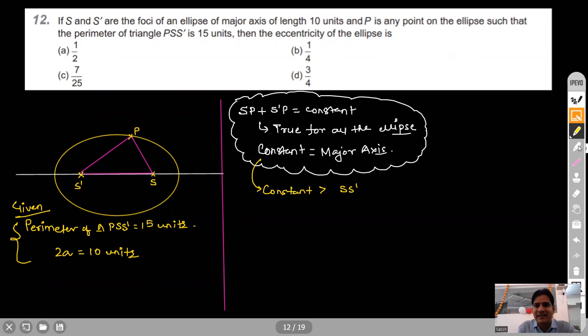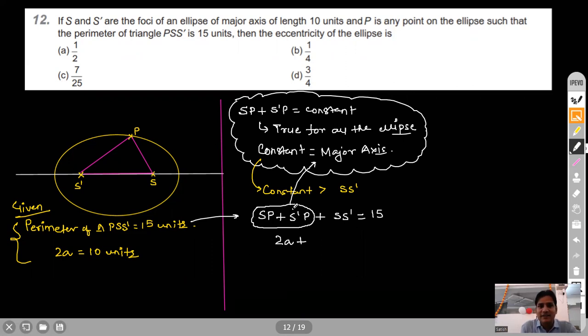Now, in the question, it is saying the perimeter of triangle PSS dash. If you see, SP is one side of the triangle, S dash P is another, and plus SS dash is given to be equal to 15. Now SP plus S dash P, as per the given information, should be equal to the major axis, that is 2a. And the distance between the two foci, SS dash, is 2ae. The perimeter is equal to 15.